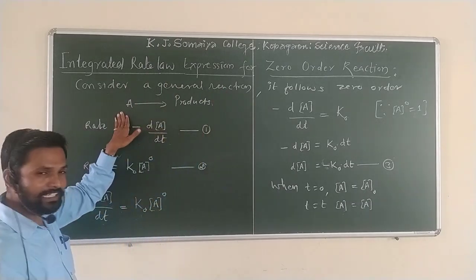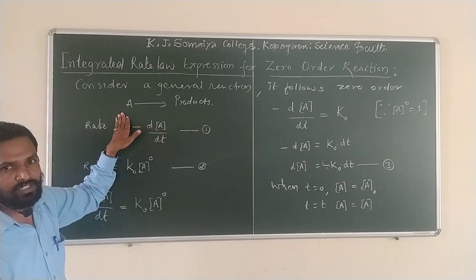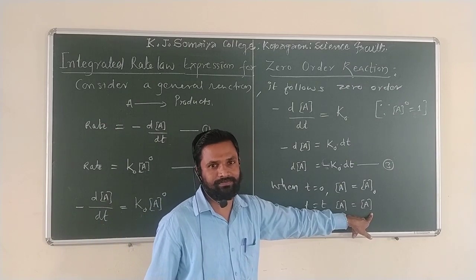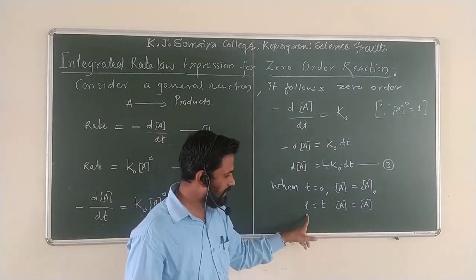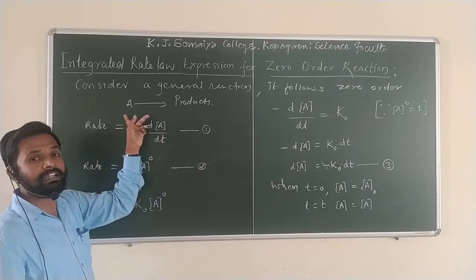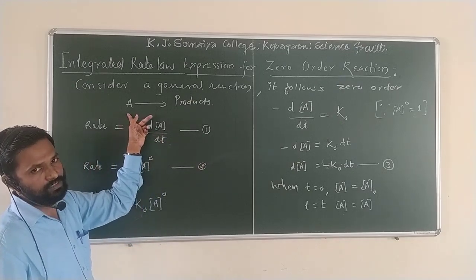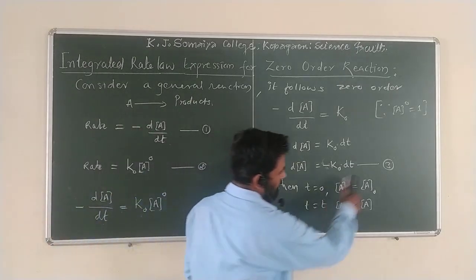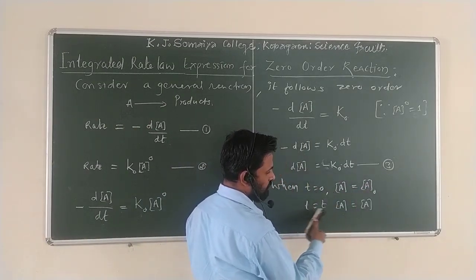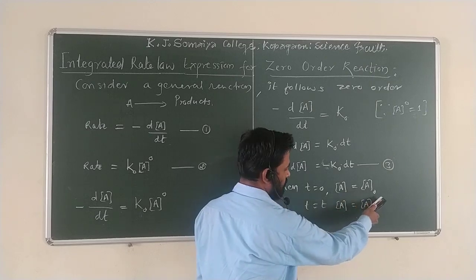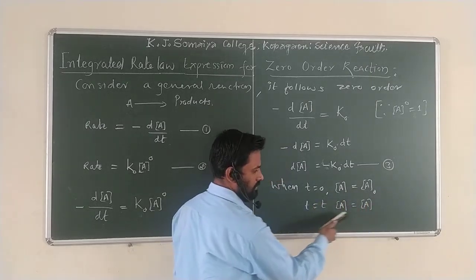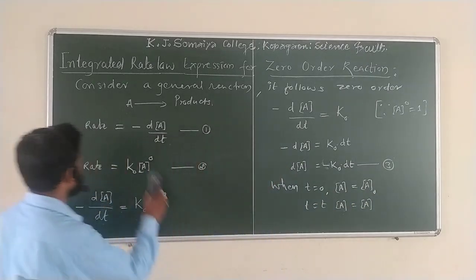So what will be the remaining now? Remaining will be 90. So this 90 is nothing but the concentration of A, always, when t equal to t. This is the remaining reacting concentration. Now we have to integrate equation number 3 within the limits of t equal to 0 and t equal to t. When t equal to 0, concentration will be A0. When t equal to t, concentration will become A.